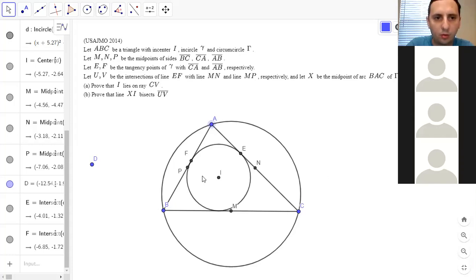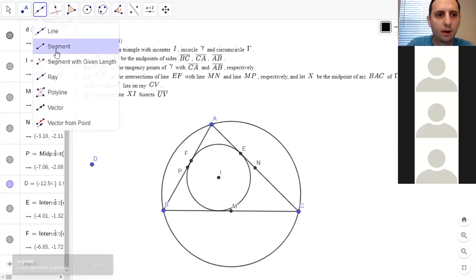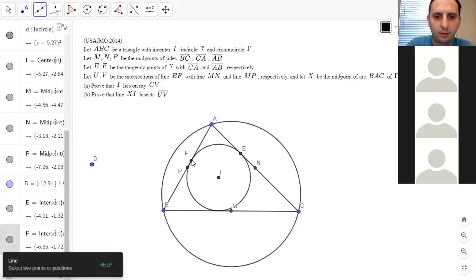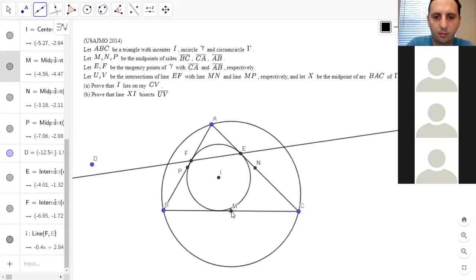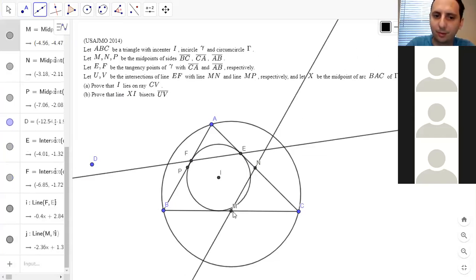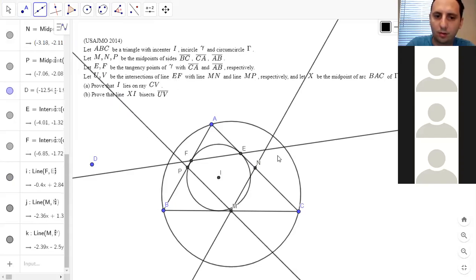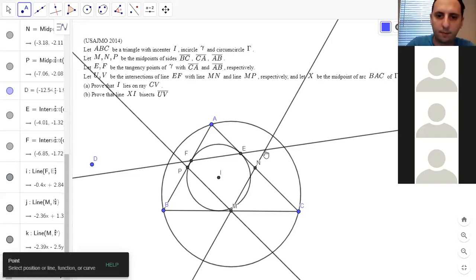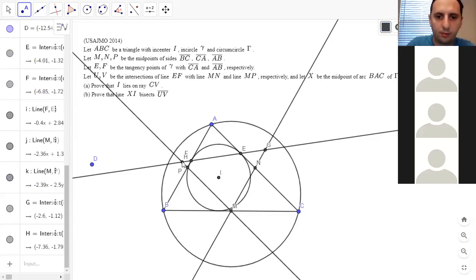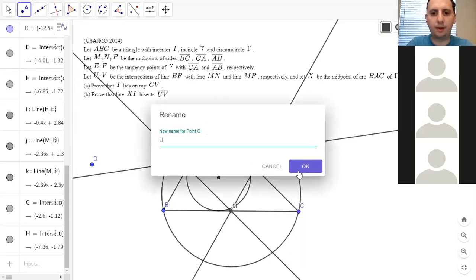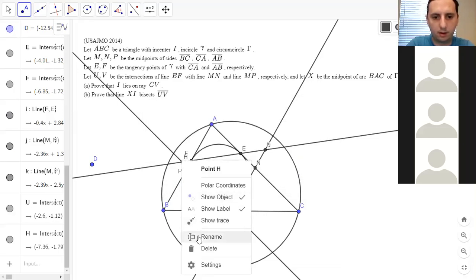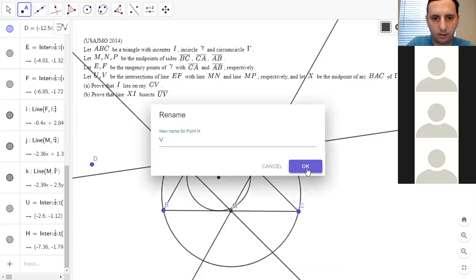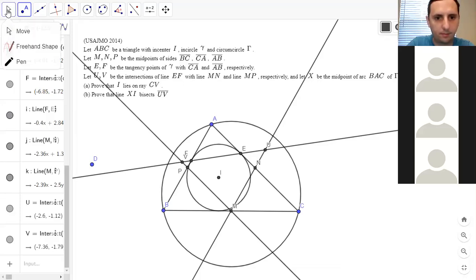So we want to show, let U and V be the intersections of EF with MN and MP. So this looks kind of familiar. So we have EF. This looks like the Iran lemma, right? So I think BI and this point are collinear by the Iran lemma. So we want to call them U and V. So BI and U should be collinear, and CI and V, I believe, are collinear.